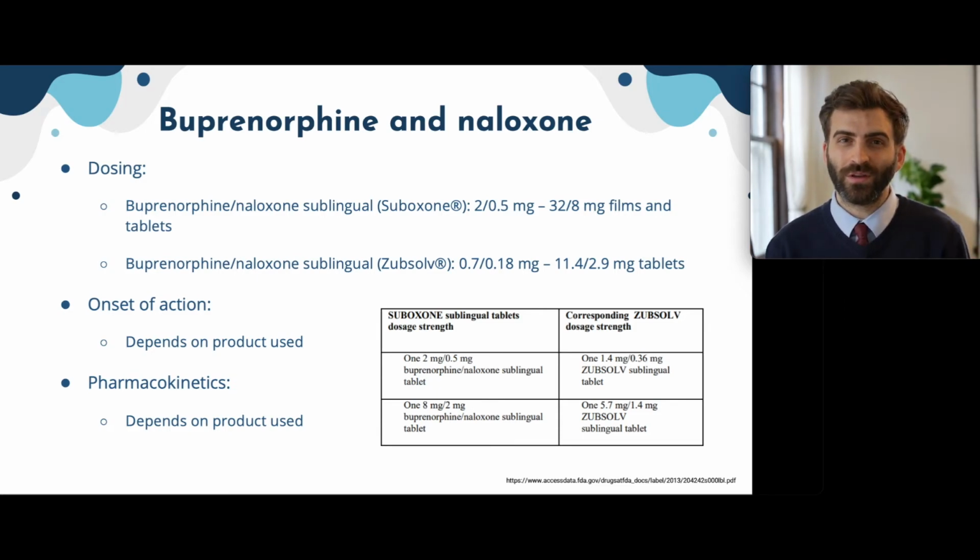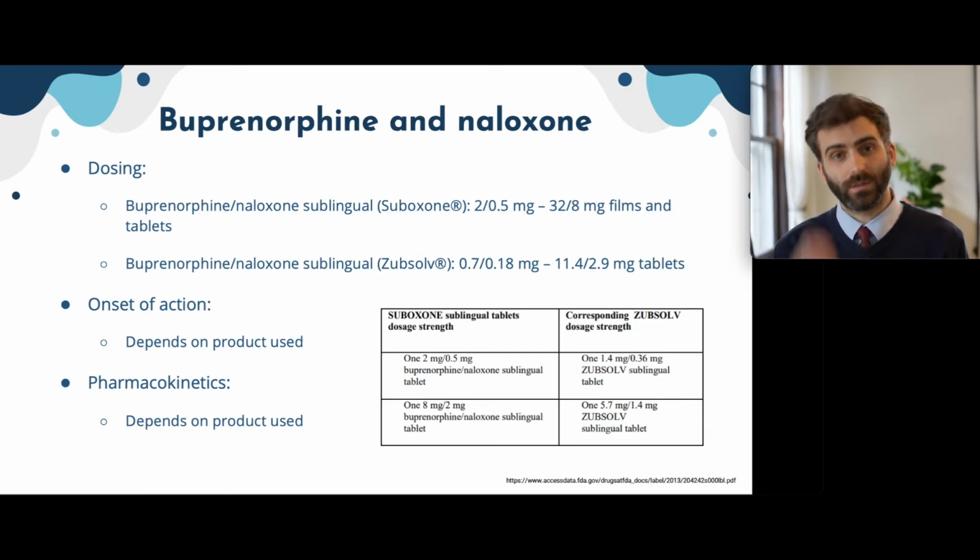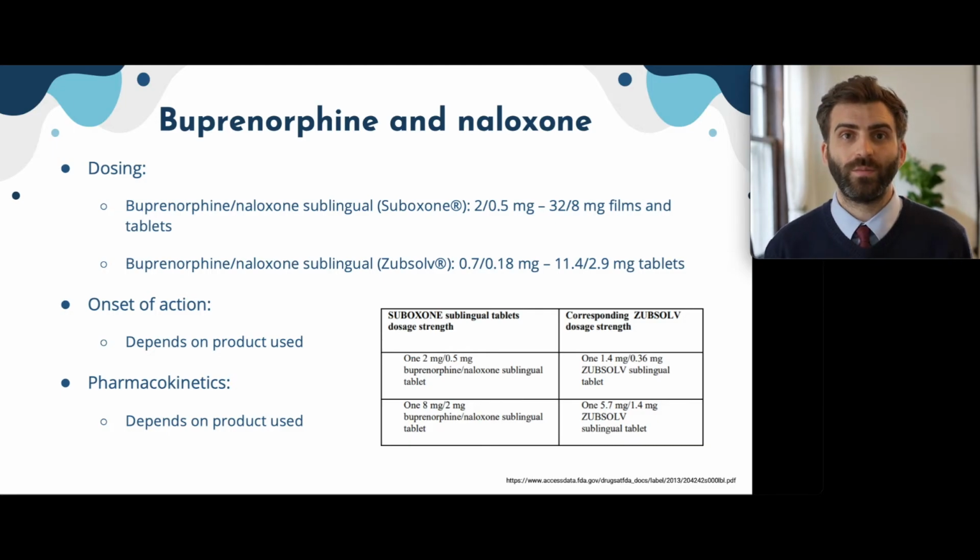The reason they put the naloxone in here is if someone tries to dissolve it in a solvent and inject it, then that naloxone is available. So it is available as an injection. So the naloxone's in there to prevent misuse of the buprenorphine products. There are two major products, Suboxone and Zubsolv. These are both relatively common medications, good medications to know about. Their conversion can be seen here on this slide.